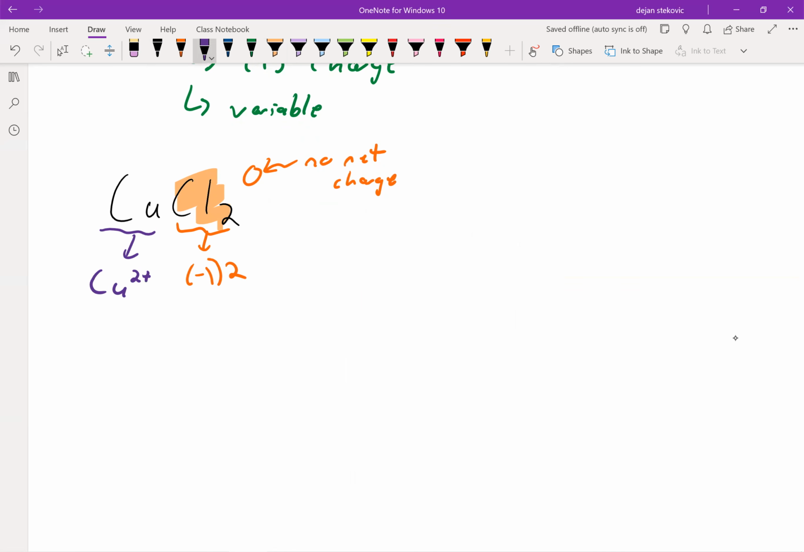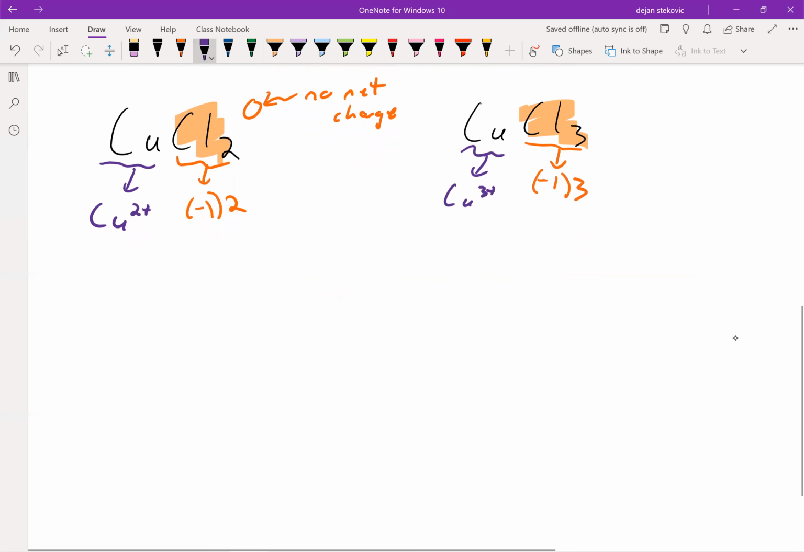But like I said, you can have these transition metals in different charges. So for example, CuCl3 is another form of copper chloride. And in this case, we have 3 -1s. So to balance that out, this copper must be a +3. So those are overall pretty simple examples, but they can get a little bit more complicated.